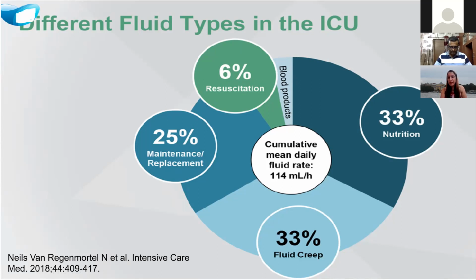But another major thing that was more alarming in this study was this 33% fluid creep. This was a striking finding of the study. Fluid creep is the fluids that are administered as drug diluents or to maintain catheter patency. And this is the part of IV fluid therapy where we can clearly cut down.